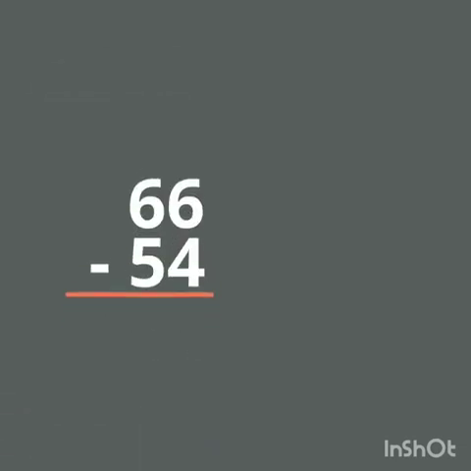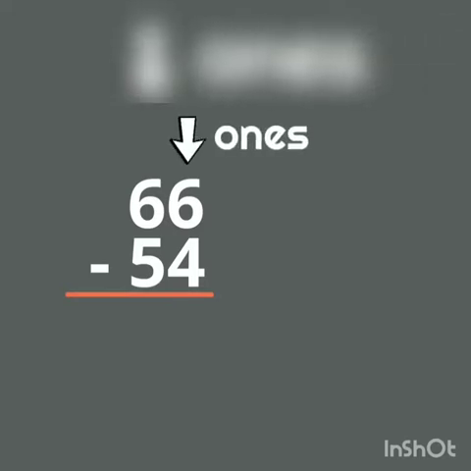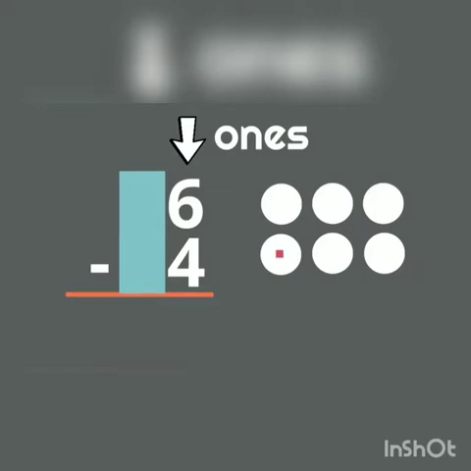Here is our subtraction problem again, 66 minus 54. With double-digit subtraction, all we do is break this big problem up into 2 little problems. First, we will subtract the right column, the ones. To make it a little easier, we are going to cover the tens column with this blue rectangle. Suddenly, this big subtraction problem is a really easy one. What is 6 minus 4? Do you know?